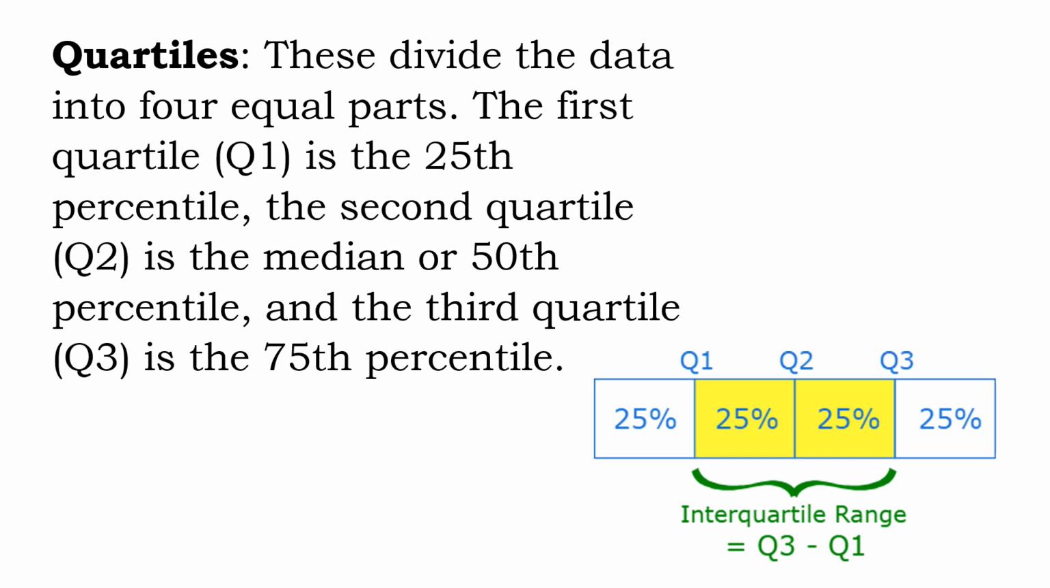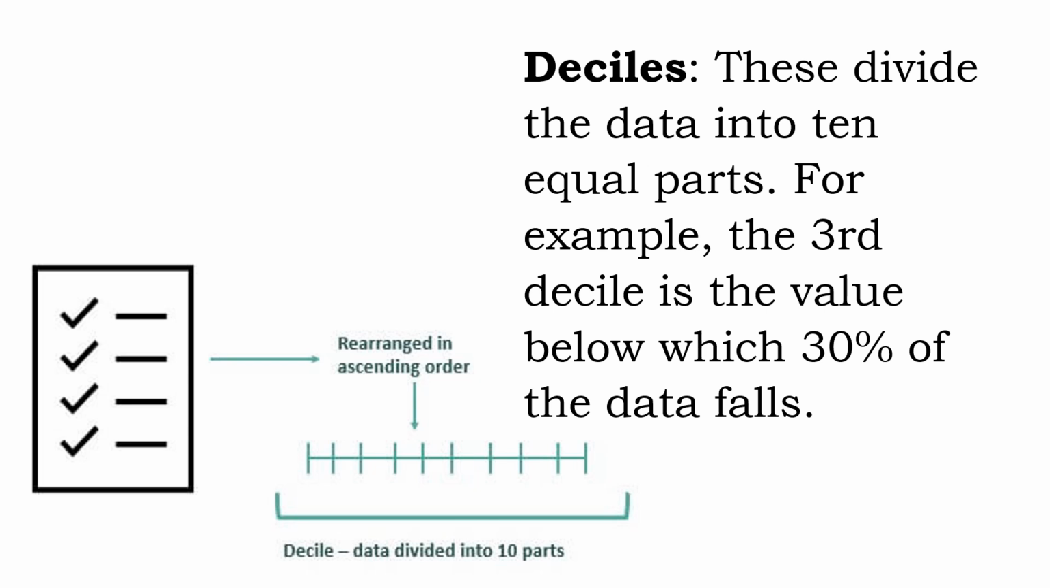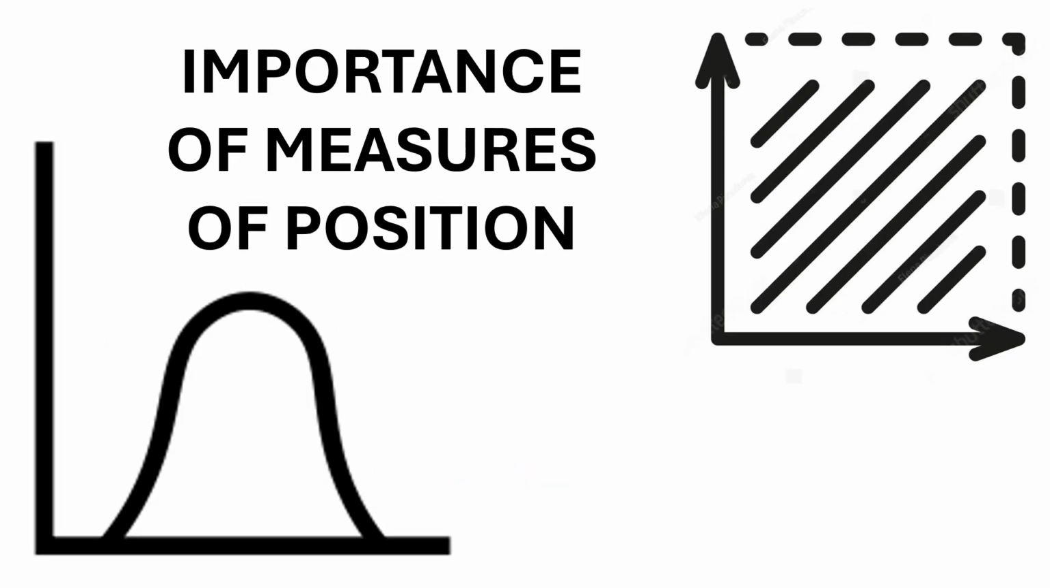On the other hand, quartiles divide the data into 4 equal parts. The first quartile, Q1, is the 25th percentile. The second quartile, Q2, is the median or the 50th percentile. And the third quartile, Q3, is the 75th percentile. Deciles divide the data into 10 equal parts. For example, the third decile is the value below which 30% of the data falls.